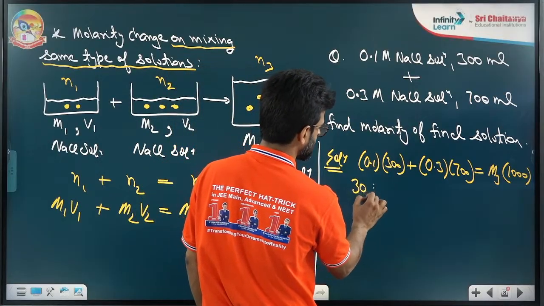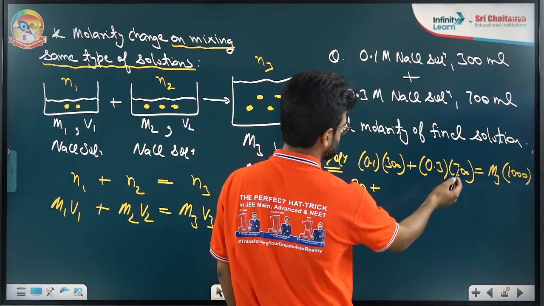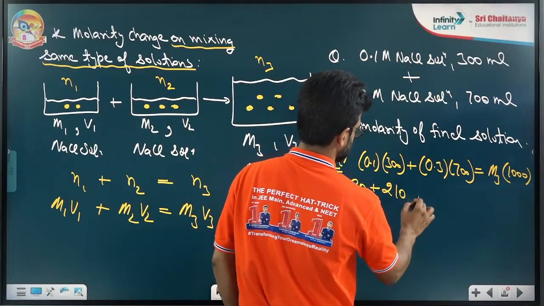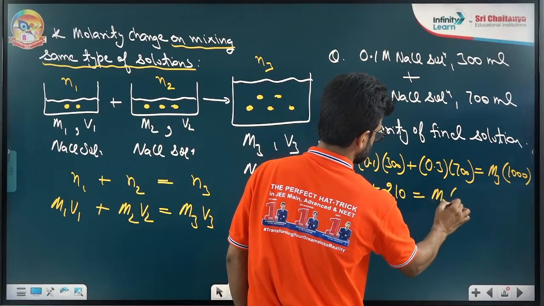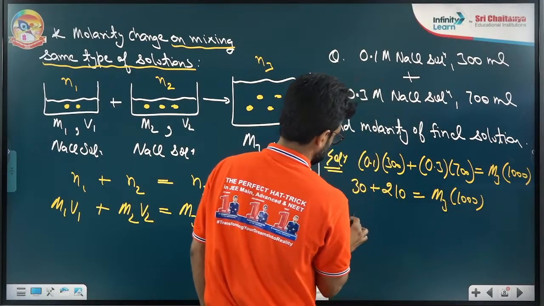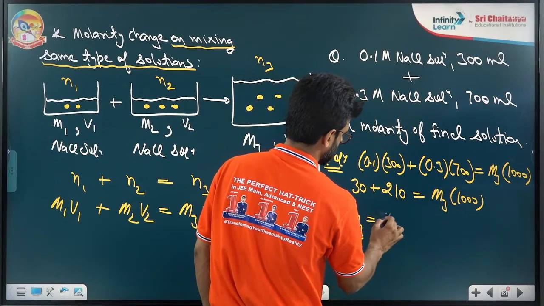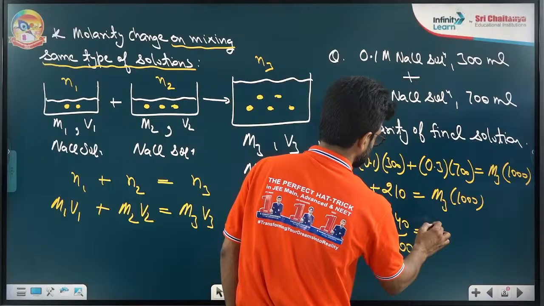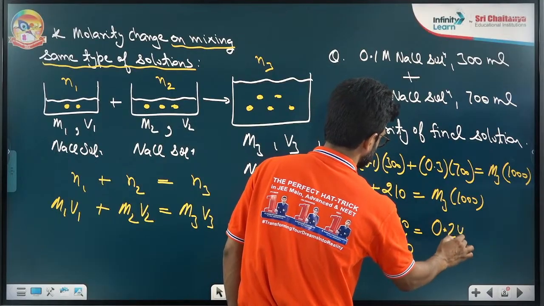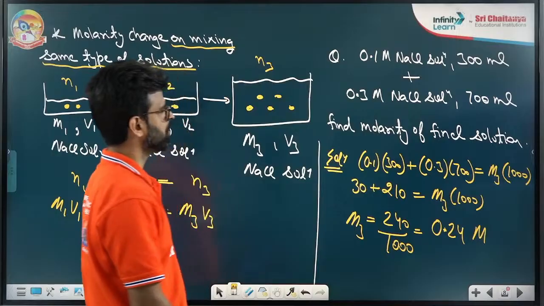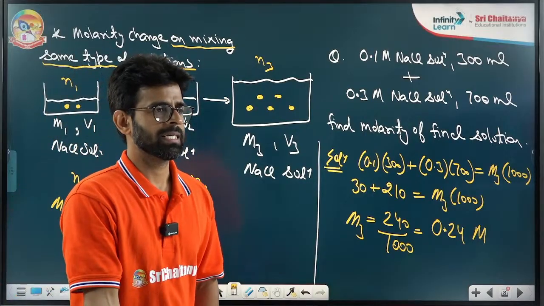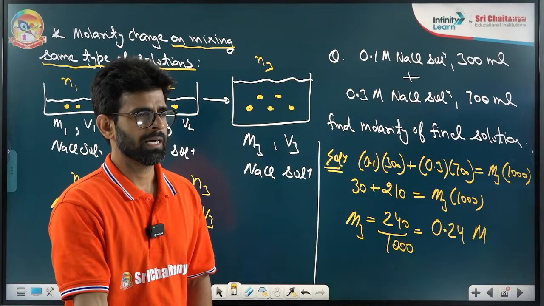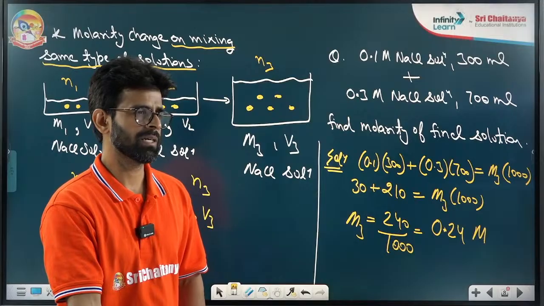So 30 is coming from here, and if you solve the other, 210 is coming, and M3 is here with 1000. So if you solve M3, 240 divided by 1000 is coming. So it is 0.24 molar, right? Yes, Yamini gave the right answer. Manideep also gave the right answer, and Sharanya also.